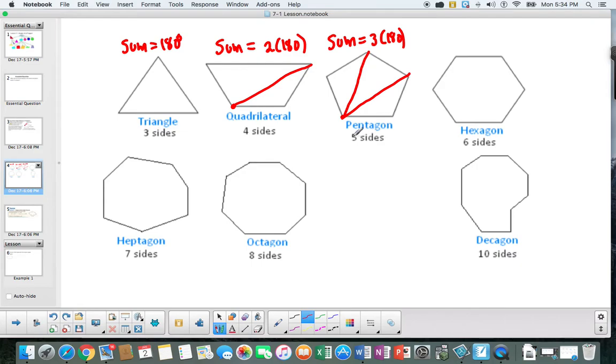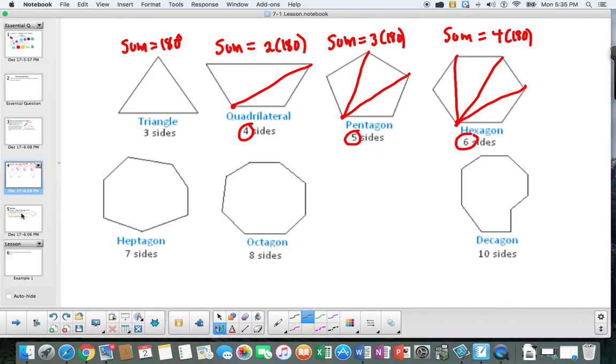Now, notice that this has 5 sides. Notice it has 3 triangles. 4 sides, 2 triangles. Hexagon. I'm going to draw all the diagonals I can from this one vertex, and when I do that, I'll be able to find the sum of all the angles inside the hexagon, because that's going to be 4 times 180. And again, if you have 6 sides, you're going to have 4 triangles.